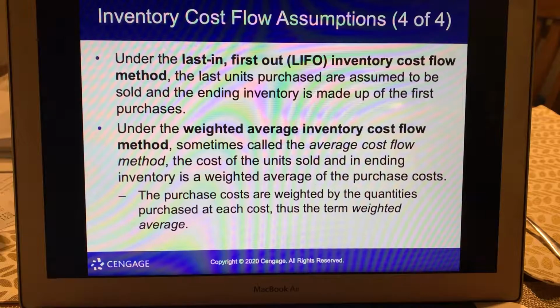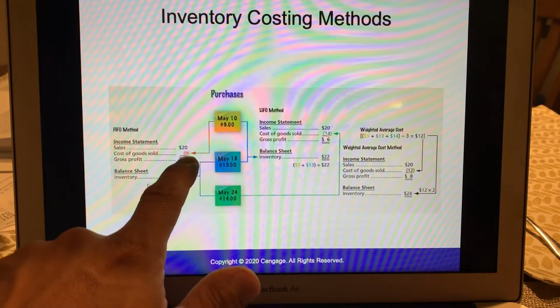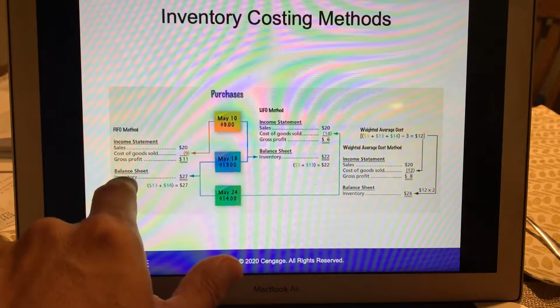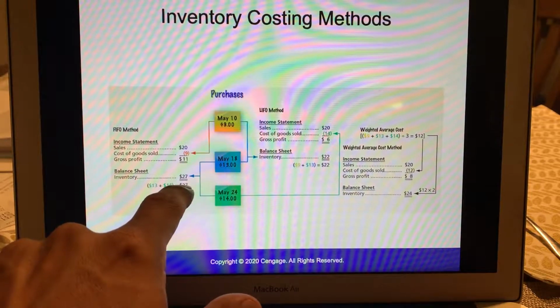Under the weighted average inventory cost flow method, sometimes called the average cost flow method, the cost of the unit sold and ending inventory is a weighted average of the purchase costs. The purchase costs are weighted by the quantities purchased at each cost, thus the term weighted average. So here's the FIFO inventory costing method. Sales are $20, cost of goods sold is $9, so our profit was $11. On our balance sheet, inventory is 13 plus 14 equals $27.